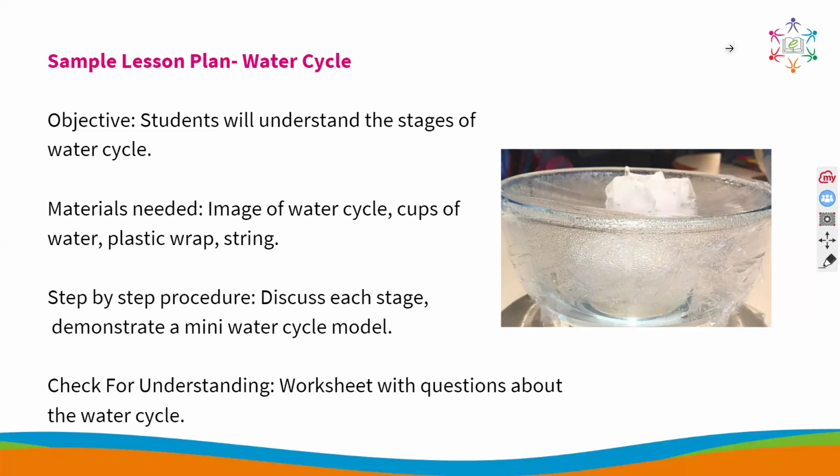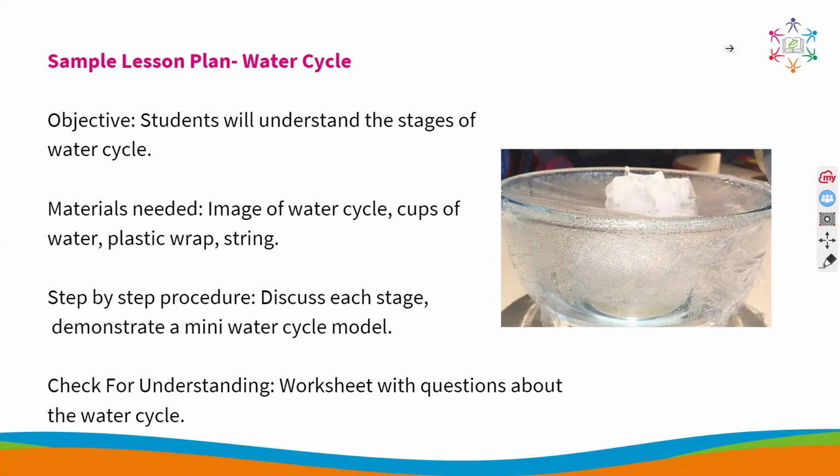Then for the materials needed, you need visual aids, which are crucial for helping students visualize the abstract concept of the water cycle. Then for a hands-on activity, you may need plastic wrap, paper cups, and string. So these are materials which can be easily available at their place. And this practical demonstration will help students grasp how the cycle works in the real world.